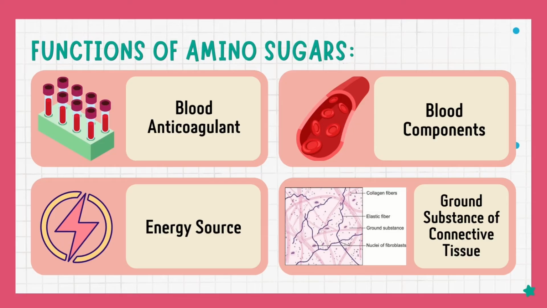Amino sugars serve as an anticoagulant because they prevent blood clotting by inhibiting clotting factors. Amino sugars are blood components because they are integral components of glycoproteins and glycolipids. They are energy sources because they are involved in the metabolic pathways that provide energy. Lastly, they serve as ground substances in connective tissues as they are fundamental components of the extracellular matrix or ECM, providing structural support and elasticity.